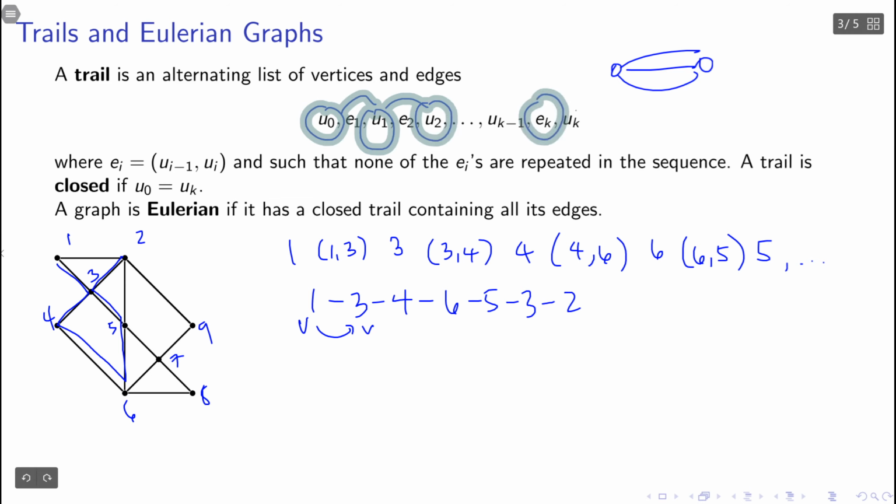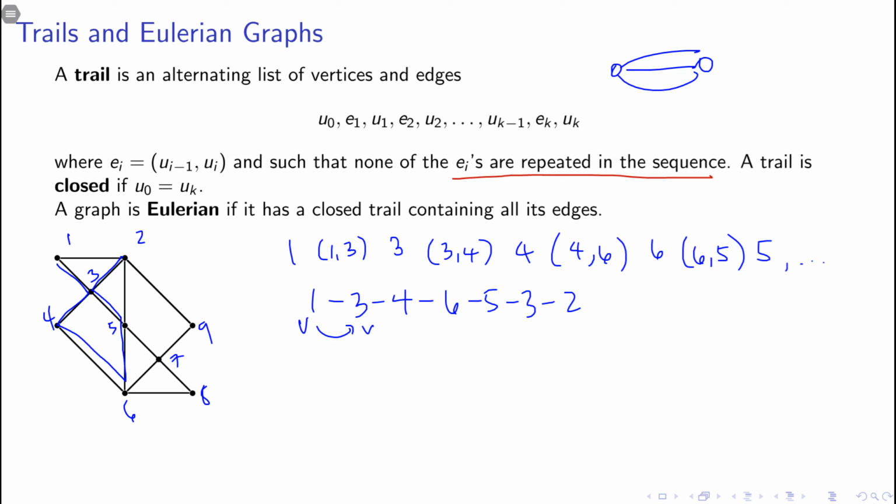And the reason for that, why we're so concerned with these edges, is because you cannot repeat edges in your trail. Right? So this is a trail because none of these edges were repeated. It's not a closed trail because you don't end where you started. But if I had just continued on to 1 from 2, then it would be a closed trail.